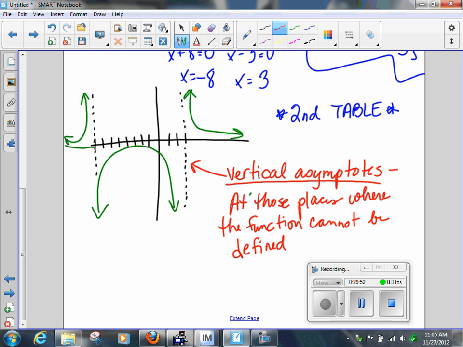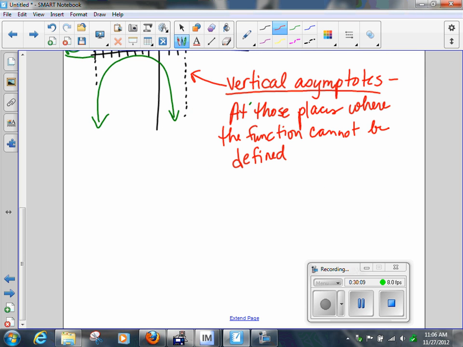Now, how are we going to keep them separated? This is stupid, but when I was going over this, I'm thinking, oh my God, how am I going to get them to remember it? Here's how you're going to remember it. How do we find those values? We set the denominator equal to 0, right?